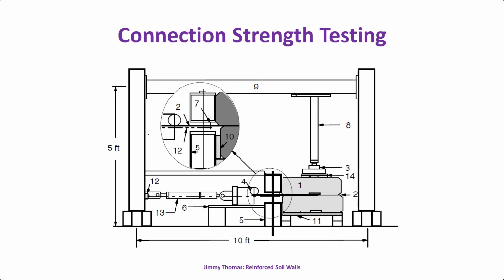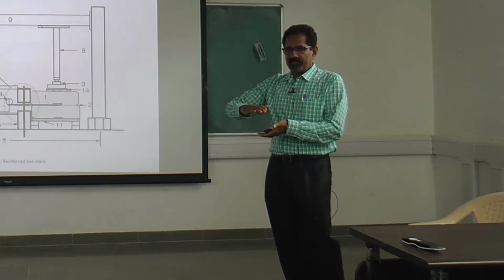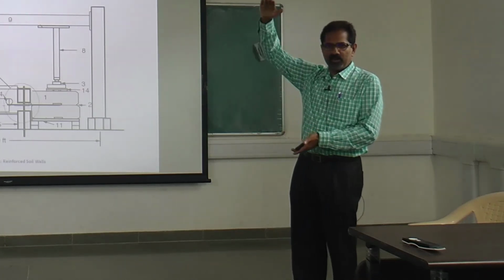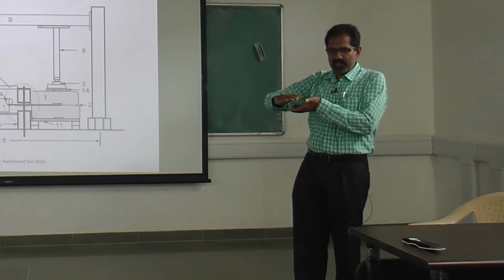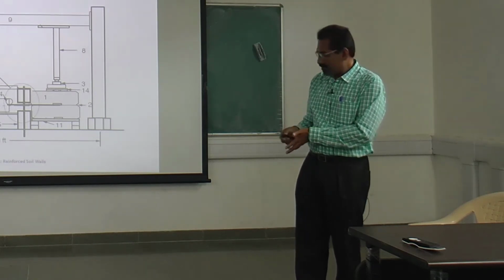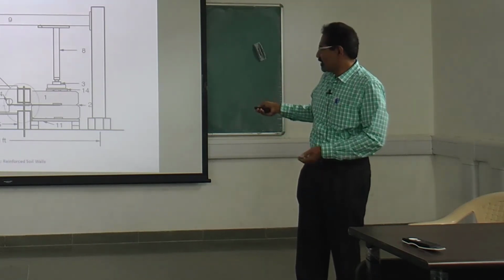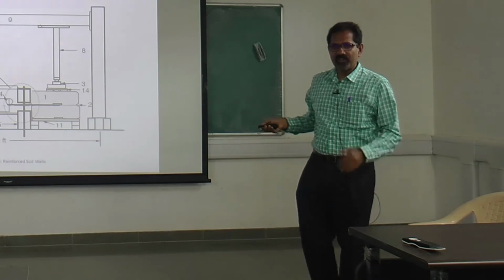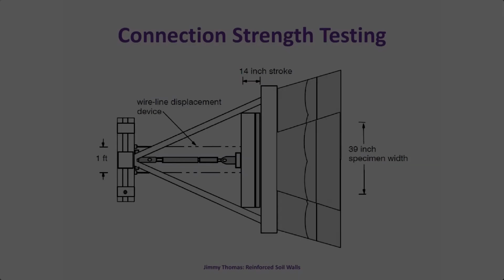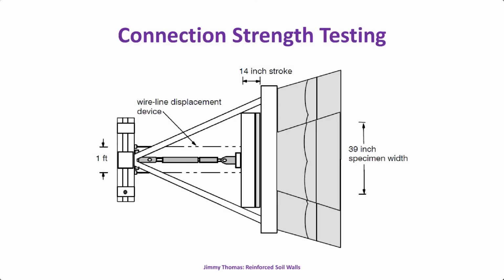That means if the reinforcement is, say, 5 meters below the top of the wall, that much weight is acting on the reinforcement. So that much normal load I have to put. Then I try to pull it out, and then I know what the connection strength is. This shows the plan arrangement: the facing blocks and the reinforcement in between. Then there is a pulling arrangement. I just pull.